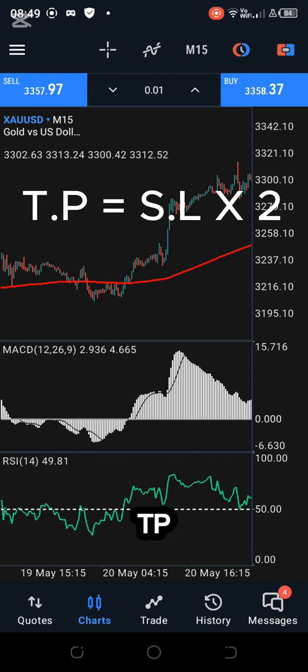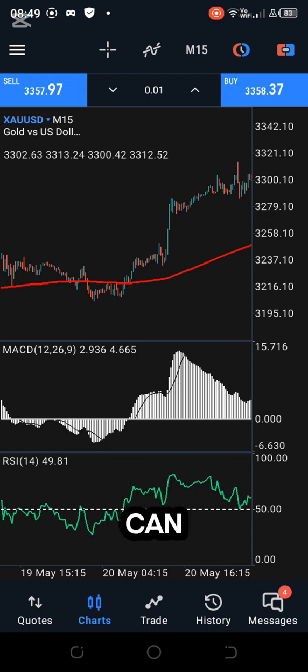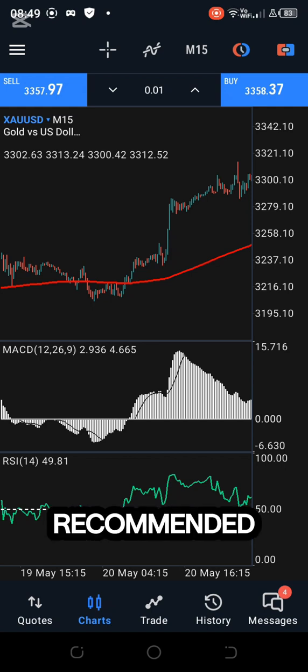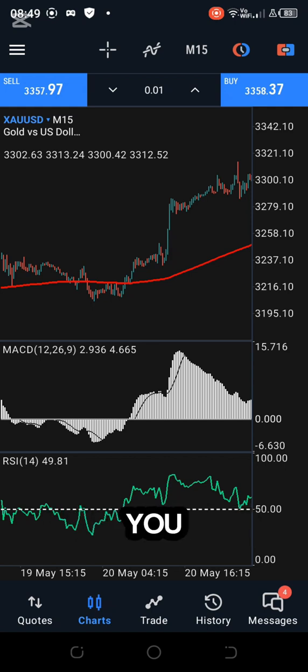So the TP is equal to 2 times the size of the SL, so that we maintain a risk to reward ratio of 1:2. You can make use of a 1:2, or you can be more aggressive and use a 1:3. From 1:1.5 to 1:2, I think that's the recommended risk to reward ratio that you can use with this particular strategy. I tested these using a robot and it had very, very good results.